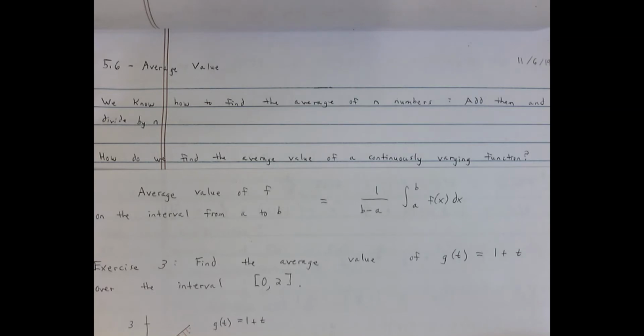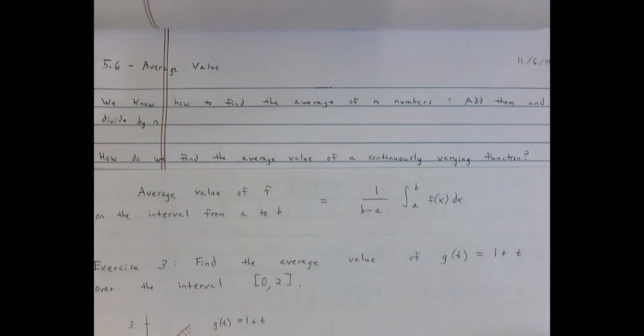In general, the average value of some function f on the interval from a to b is given by 1 over b minus a, so we're doing 1 over the length of the interval, times the definite integral from a to b of f of x.